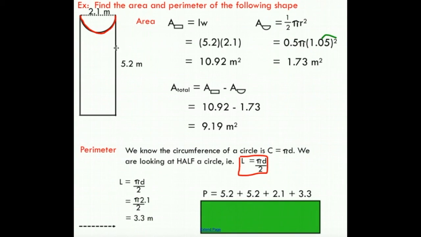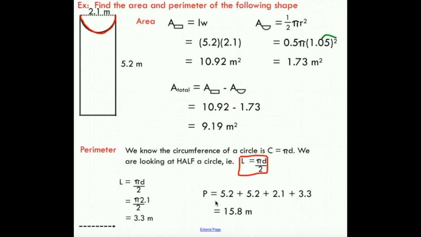I can just add one of these sides, another one of those sides. 2.1 meters was the width of my rectangle, and our newly found half circumference of our circle is 3.3 meters. So if I add all those 3 together, I end up with 15.8 meters.